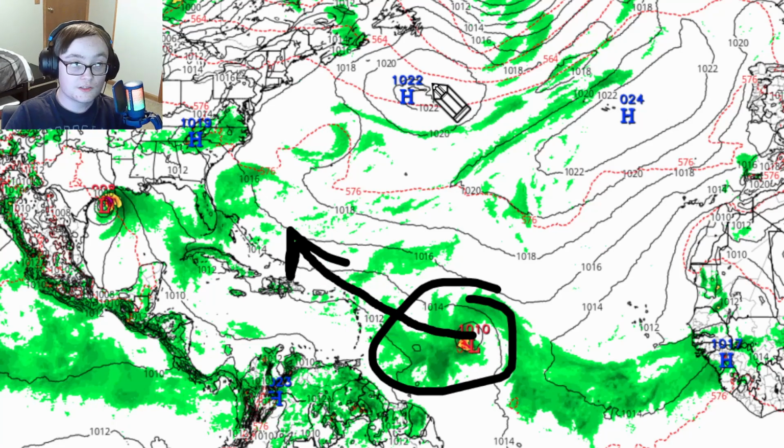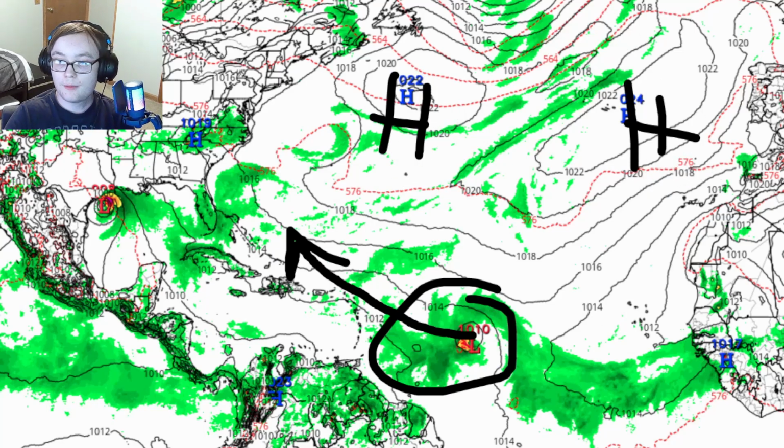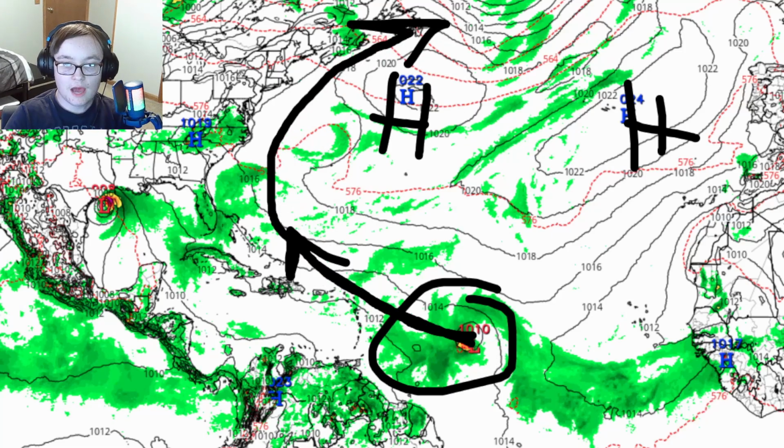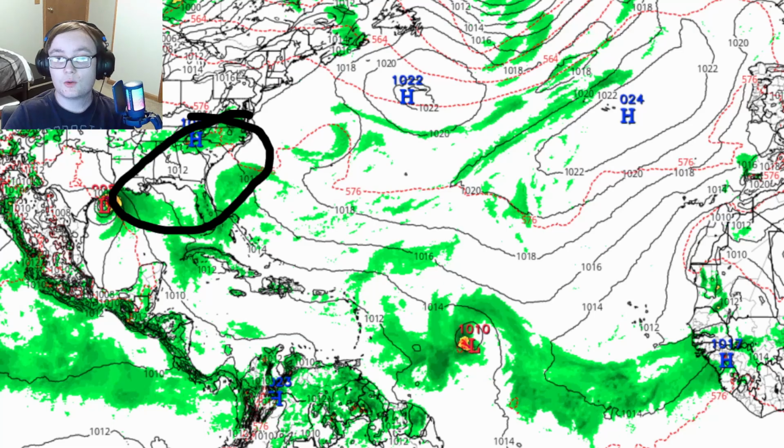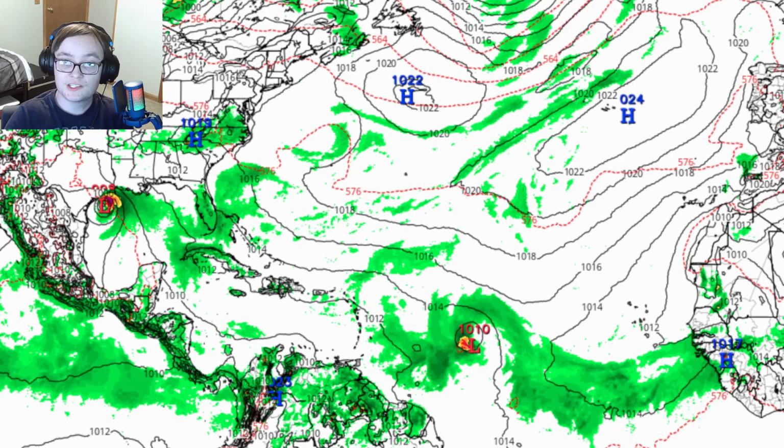And depending on our steering pattern, which currently on this Icon model has a double high pressure out here, which would probably steer it up generally right where I've drawn that arrow, up and around like this, and probably out to sea. We may or may not have U.S. impacts out here on the southeastern side of the United States, so we'll just keep a very close eye on these systems. There's going to be a whole lot more as we go into early and especially mid-September.